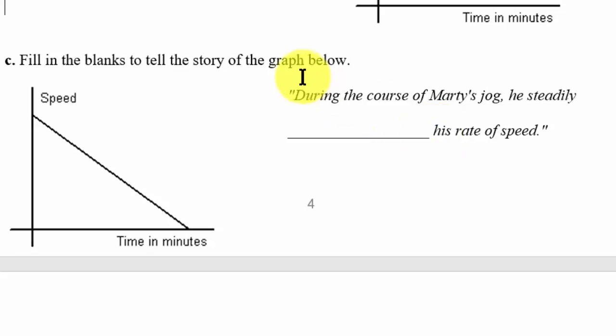Part C says, fill in the blanks. So during the course of Marty's jog, he steadily decreases his rate of speed.